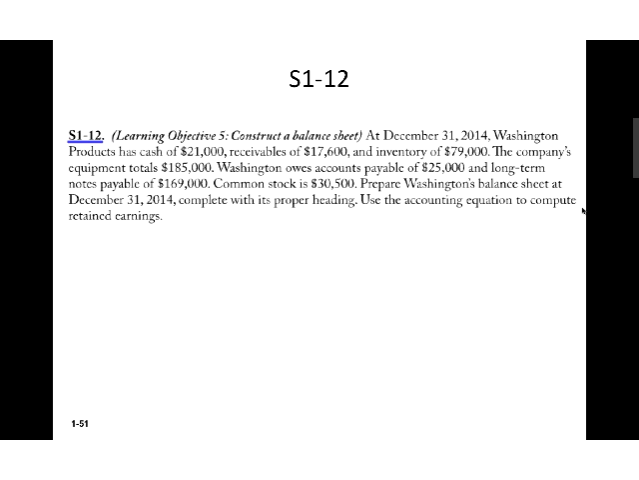Then it tells us Washington owes accounts payable of $25,000. Okay, that's a liability. And long-term notes payable of $169,000. So that's another liability. So they're giving us liabilities. It's nice. They're giving them all to us in order. Common stock is $30,500. Okay, prepare the balance sheet. Use the accounting equation to compute retained earnings. So they have not given us every number. We need to calculate retained earnings.